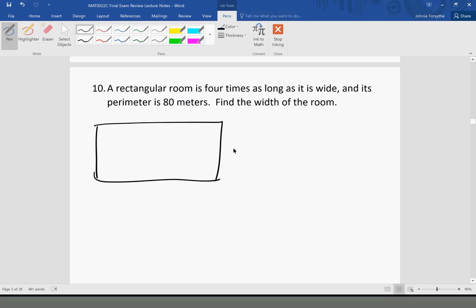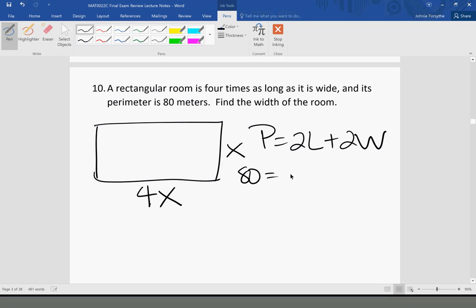So if this is your width, we'll say that's x. This is 4 times x. And its perimeter, if you add up all the sides, equals 80 meters. So if we use that perimeter equals 2L plus 2W, we could say 80 equals 2 times the length of 4x.